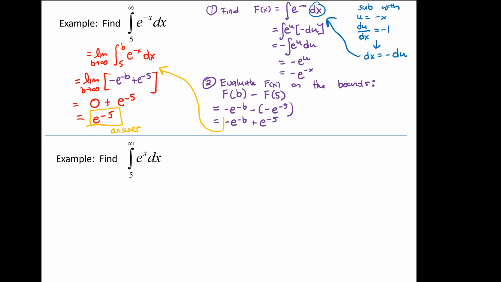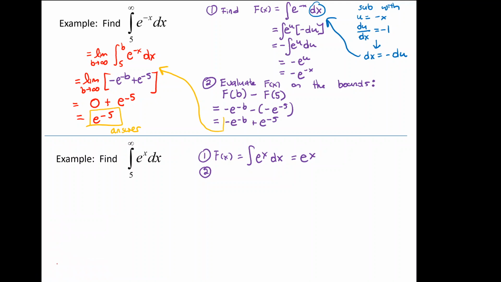Okay, second example. Integral from 5 to infinity of e to the x. Well, all that changed is the negative x turned into a positive x. The bounds are the same. We're going to go through the same steps. Step 1, capital F of x is the integral of e to the x dx, which is just e to the x. We don't have to do a substitution. Step 2.